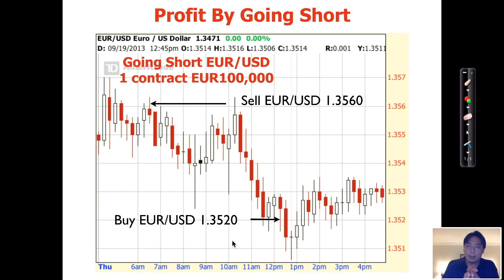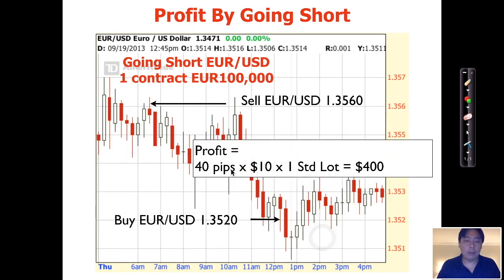Notice in the Forex markets, there are two ways to make money. One way is buy low, sell high, which is what we did in the previous example. The other way is to sell high and buy low. It's the same thing, just going the opposite direction, and you make the same profits. So in this case, we sell at 3560, we buy at 3520, and we made 40 pips, the difference between 3560 minus 3520. Each pip is $10. We bought one lot, that's $400. So same thing.